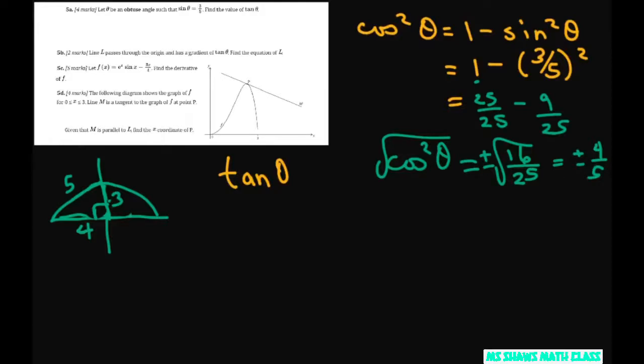So tan is going to be, we're going to take the negative for cosine because our x is negative. So this is going to be negative 3 divided by 4. Remember, we're in quadrant 2 and tan is negative in quadrant 2.